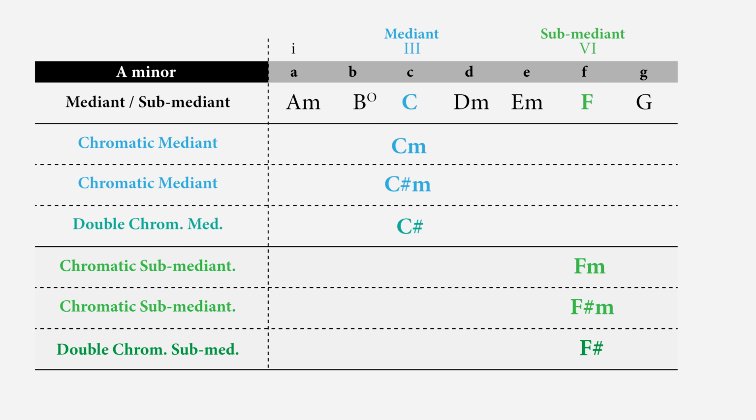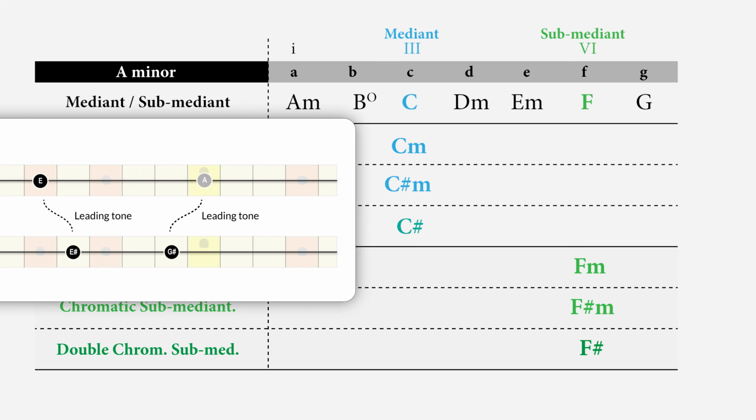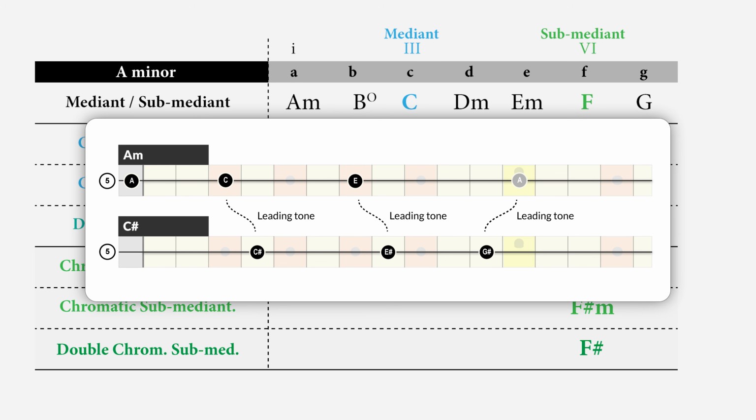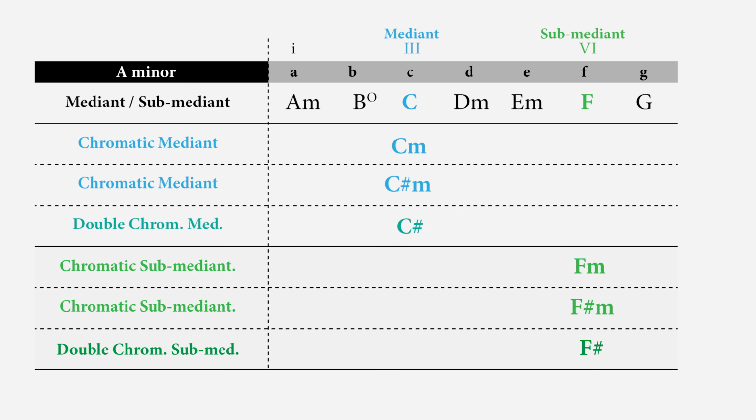Now the double chromatic mediant is the C sharp major chord that has no notes in common with the A minor chord and sounds less connected in conjunction with that tonic A minor.